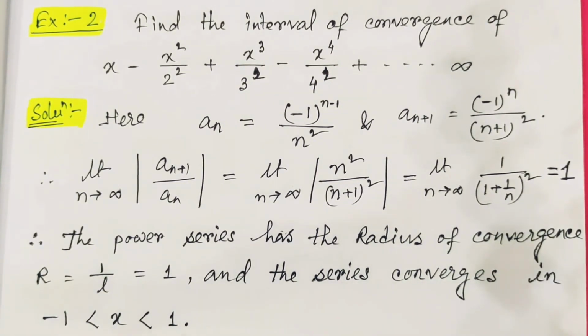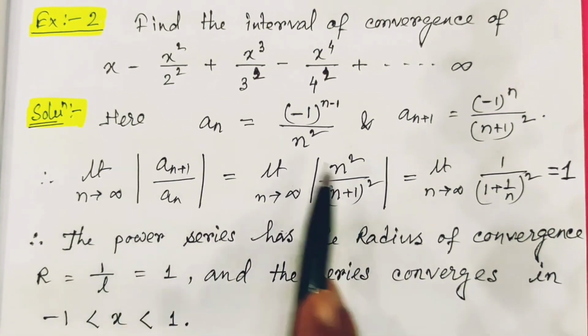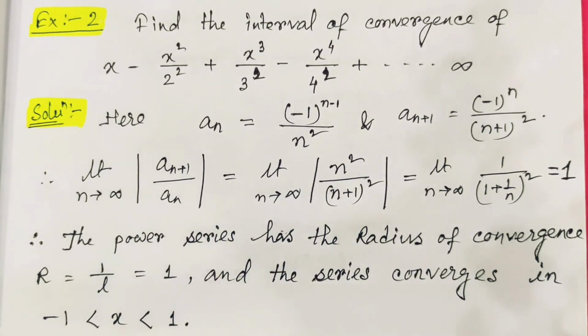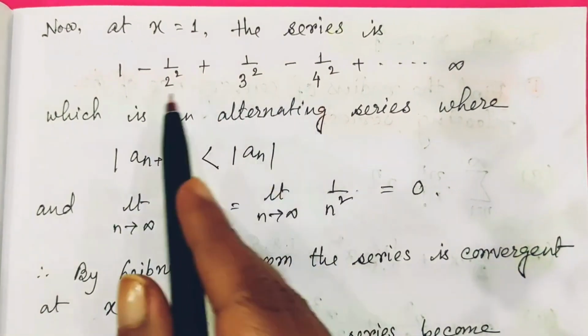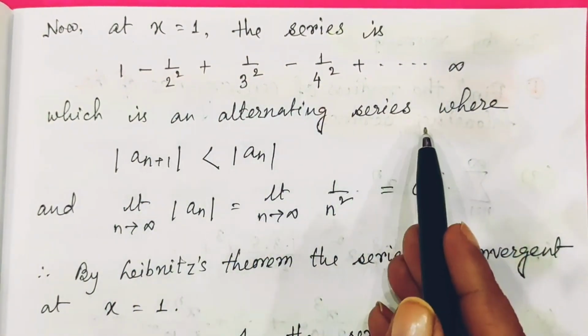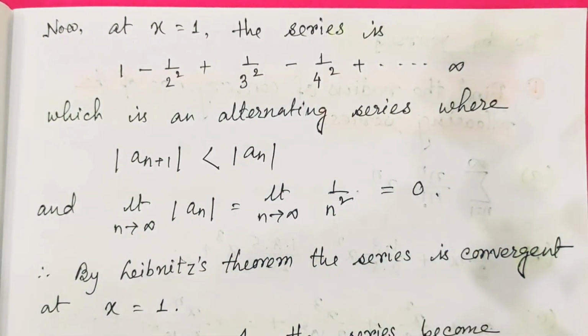If it is less than 1, then the series converges, and if it is greater than 1, then the given series is divergent. So accordingly, when x is equal to 1, what happens? Our series becomes this one, which is a completely alternating series, so we apply the Leibniz theorem.